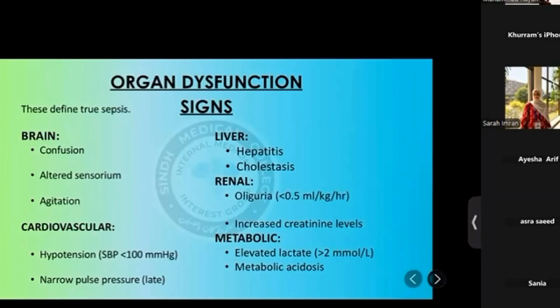Renal dysfunction will be characterized by oliguria. Oliguria is termed as 0.05 ml per kg per hour. So this is very important. If you see a patient having all these signs of sepsis, you first of all go towards passing the urinary catheter, that is known as Foley's.